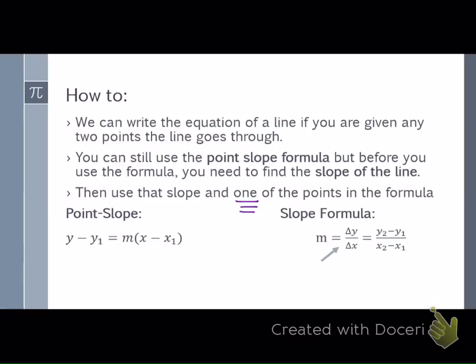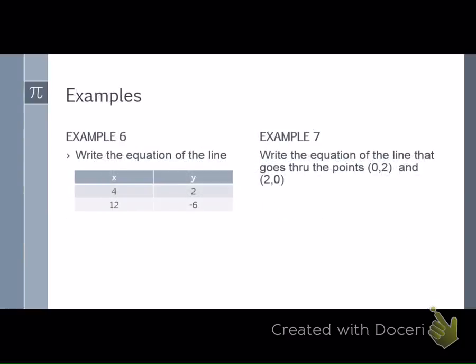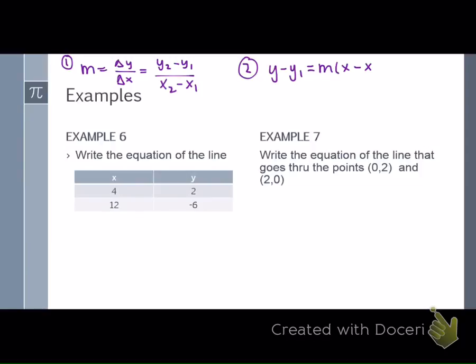On the top of this page, let's write both the point slope formula and your slope formula. I'm going to say m equals change in y over change in x, which is y2 minus y1 over x2 minus x1, because that's going to be your first step. Your second step will be y minus y1 equals m times the quantity x minus x1. Having those on top might be helpful for you guys.